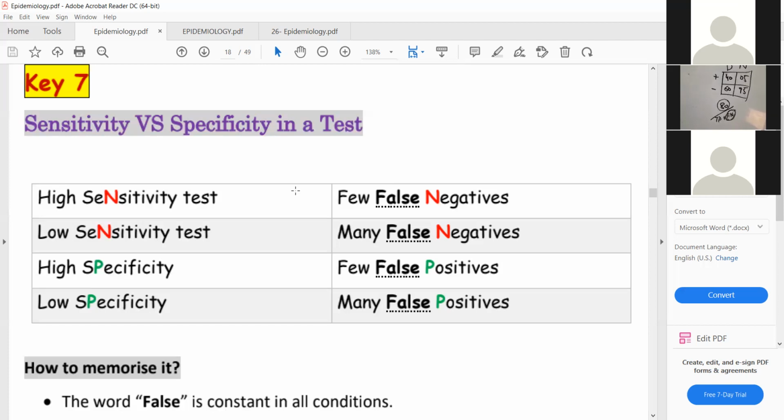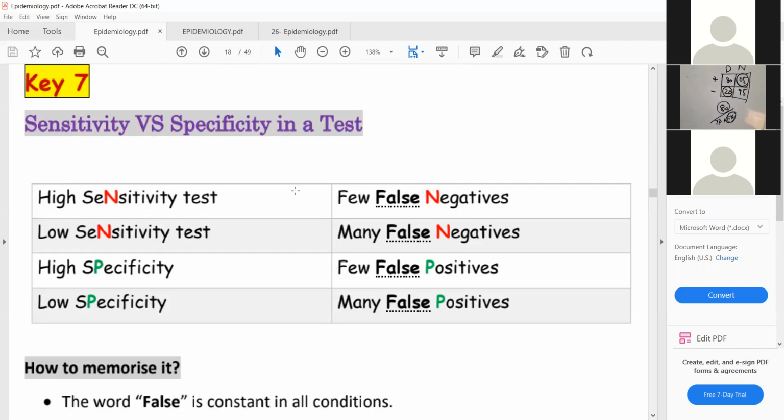If false negatives are few, then sensitivity will be high. High sensitivity means its ability to detect truly sick patients is high because there are few false negatives. Similarly, for specificity, we'll look at false positives. If false positives are few, then specificity will be high, and if false positives are many, then specificity will be low.